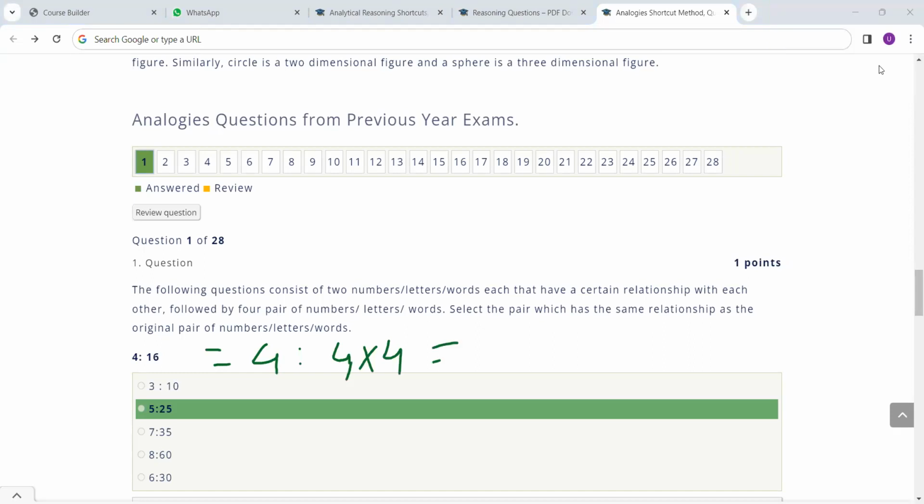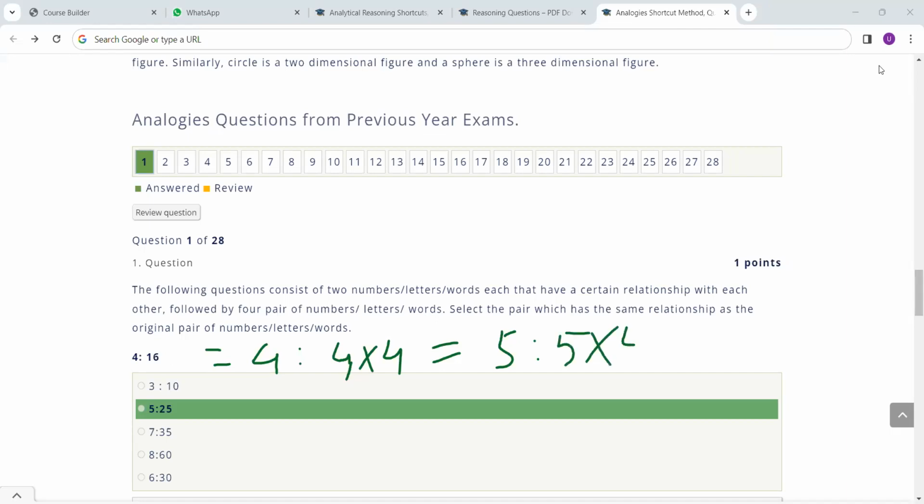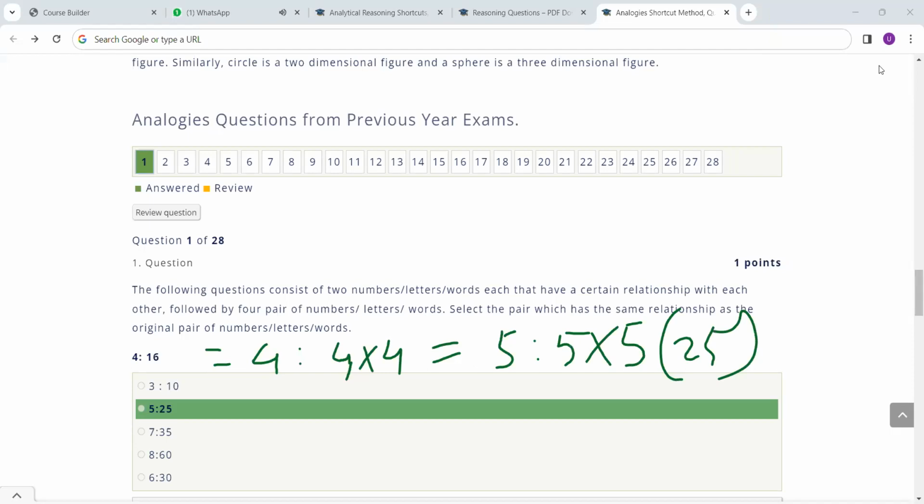So over here, I have to find a number written as an original digit, and in relationship, I need to find its square. So 3 is to 10 is not a square, 7 is to 35 again no, 8 is to 60 not at all, 6 is to 30 no, 6 fives are 30. So I am left with 5 times 5, which is 25. So 5 is to 25 is my answer.